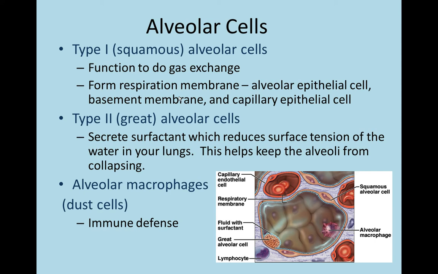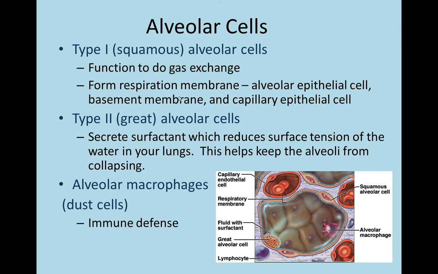Type 2 cells, also called great cells or surfactant cells, produce a very important substance called surfactant. Surfactant is similar to soap. Its properties allow you to disrupt the hydrogen bonds between water molecules to reduce surface tension. Surface tension is that skin that forms across the surface of a watery area. So for example, if you do a belly flop in the pool, it hurts.